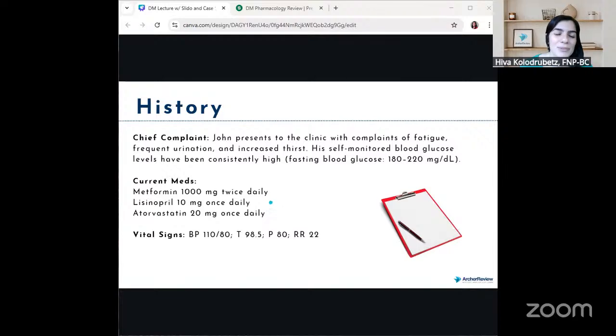He's on lisinopril 10 milligrams, those ACE inhibitors for his blood pressure. Remember, he's a hypertensive patient. He also is a diabetic patient, so we're protecting those kidneys with that ACE inhibitor. He's also on atorvastatin, and his vitals look good today.